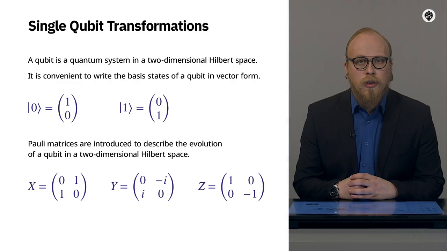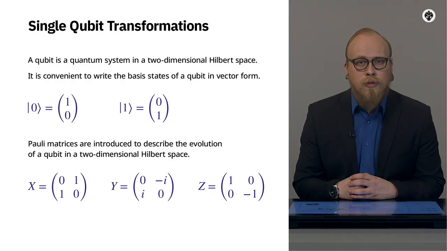As we found out, a qubit is a system with 2 basic states. That is, a qubit is a quantum system in a 2-dimensional Hilbert space. It is convenient to write the basic states of a qubit in this space in a vector form. State 0 is specified by vector (1, 0), and state 1 by vector (0, 1). This vector representation is the most informative and is simple from the point of view of understanding quantum computing.